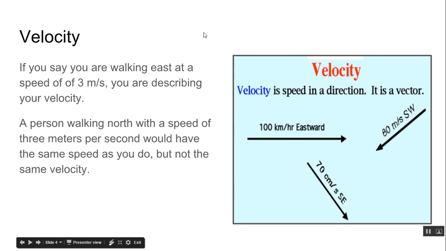First thing we're going to talk about is velocity. Velocity is speed in a direction. It's also a vector, and you'll see some examples here of vectors representing velocities.